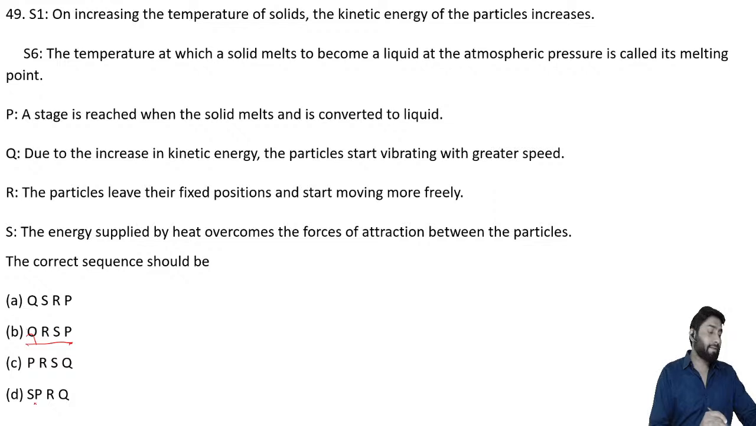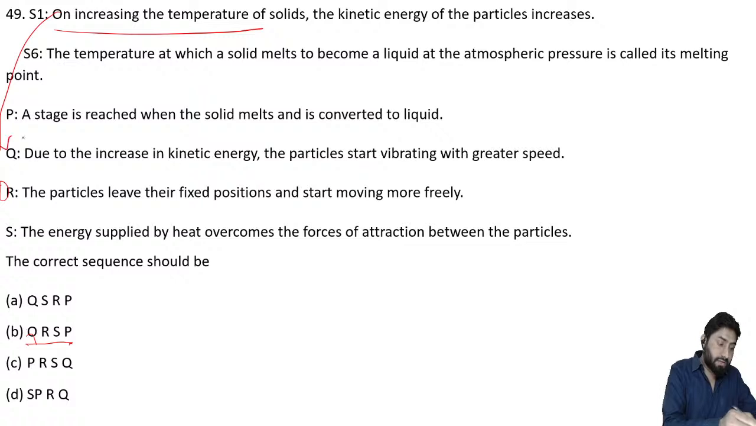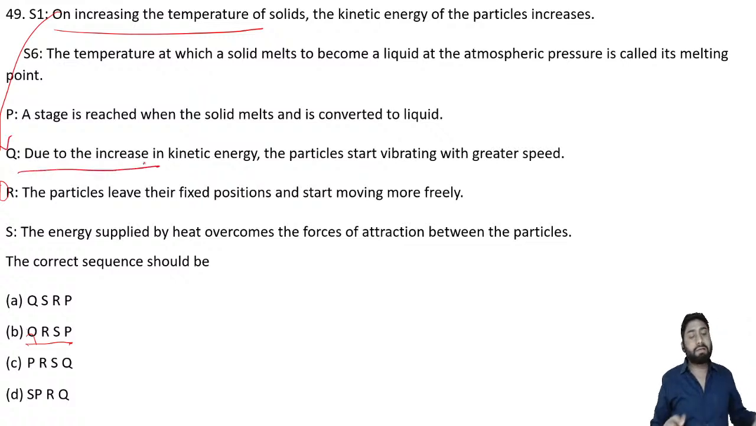Right. So R is not the हाँ, तो इसे भी इसके साथ मैंडेटरी पेयर्स नहीं बनाएगा. So at increasing temperature, the kinetic energy of the particles increases, and then you have to form the mandatory pairs with this one, right? So S1 forms a mandatory pair with Q due to the increase in kinetic energy. You get the link, right?